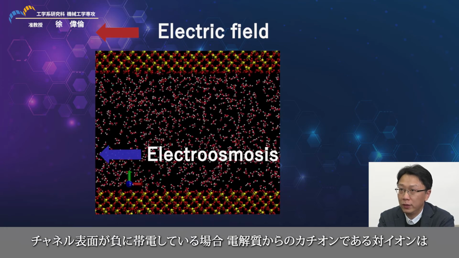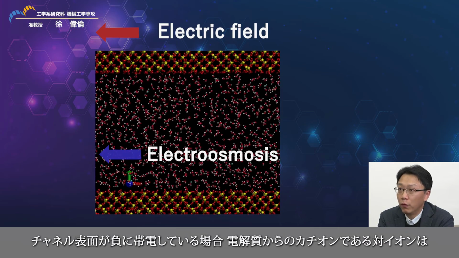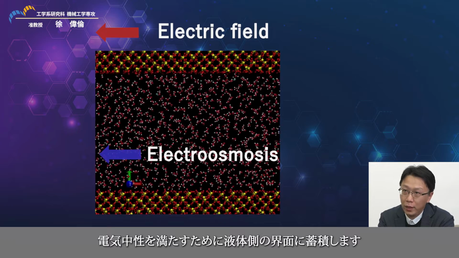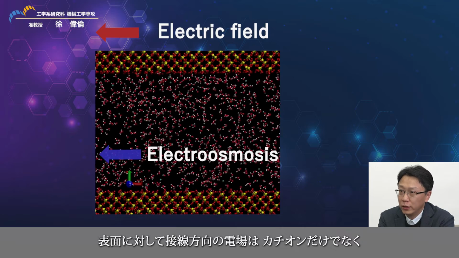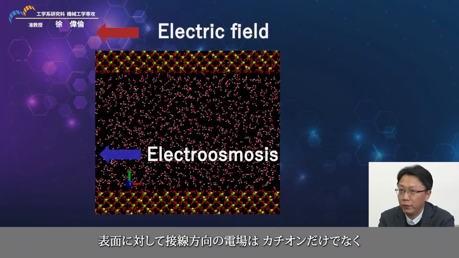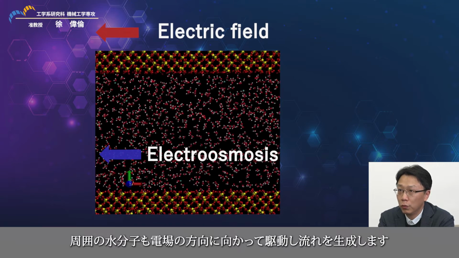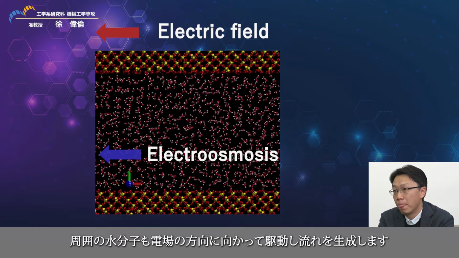When the channel surface is negatively charged, the counterions, cations, from the electrolytes will accumulate at the surface on the liquid side to satisfy electroneutrality. The tangential electric field to the surface drives the cations as well as the surrounding water molecules toward the direction of the electric field, generating the flow. As the electric field reverses, the flow direction is reversed consequently.